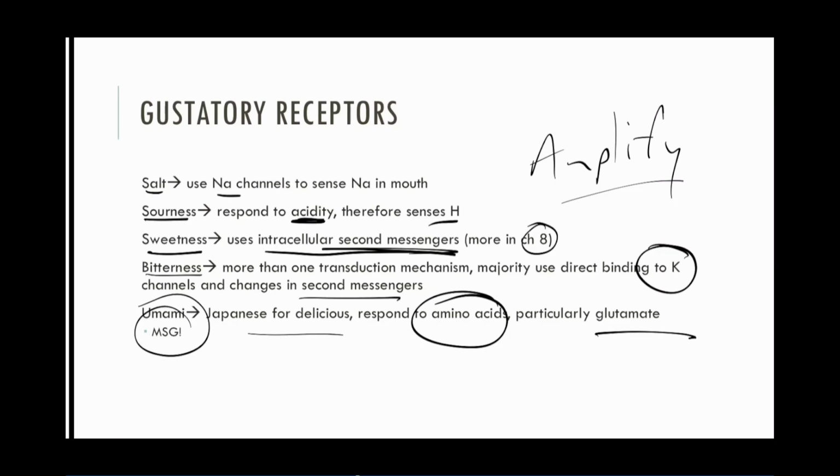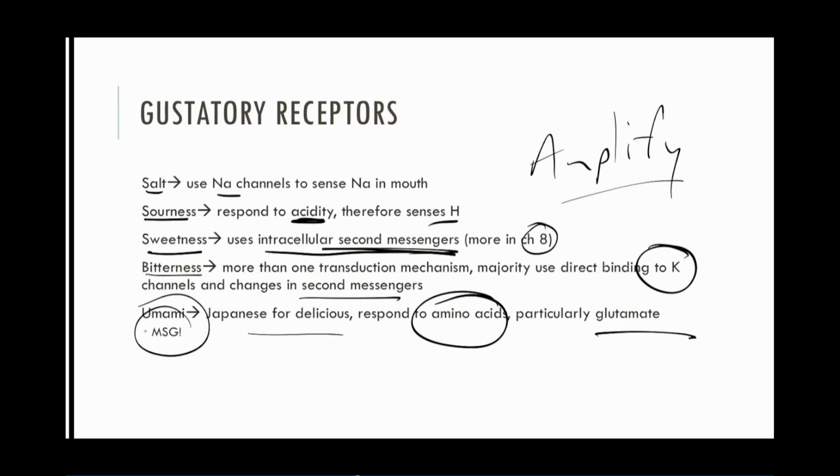It's a neurotransmitter, mainly in the brain. What is it, inhibitory or stimulatory? Stimulatory. Glutamate is the major stimulatory neurotransmitter in the brain. Okay, so umami, delicious flavor, is glutamate. You respond to amino acids. So now you know how we taste food.